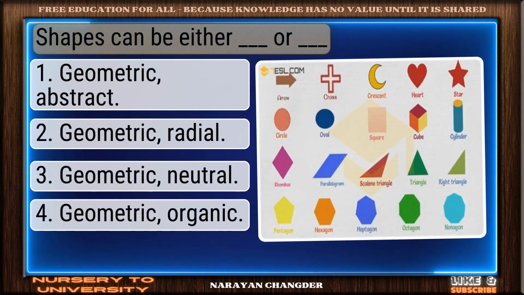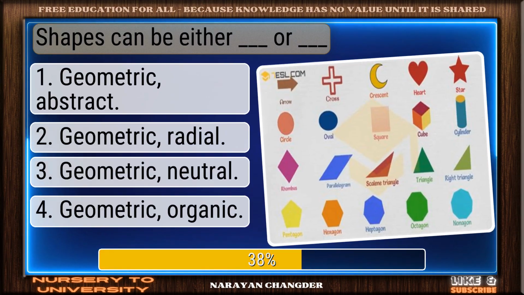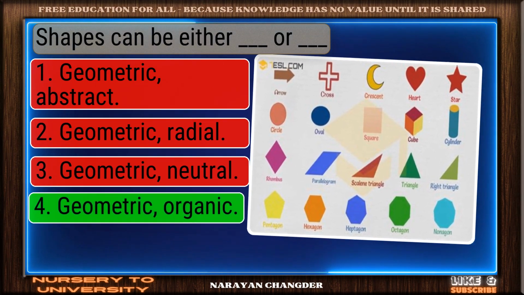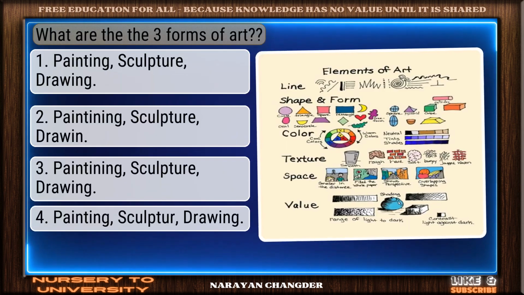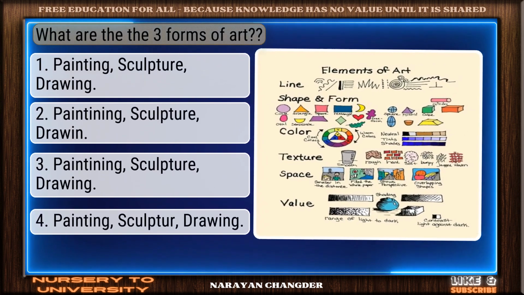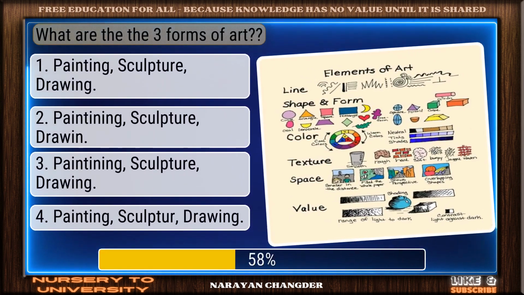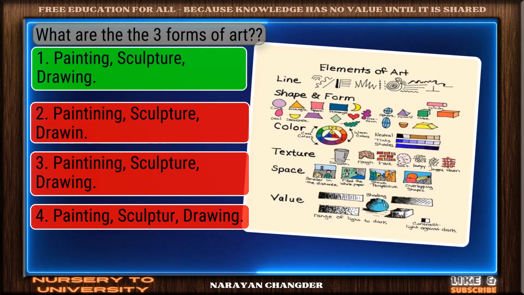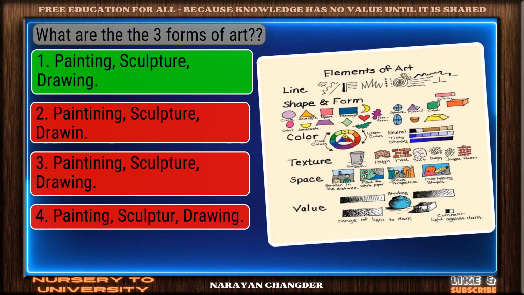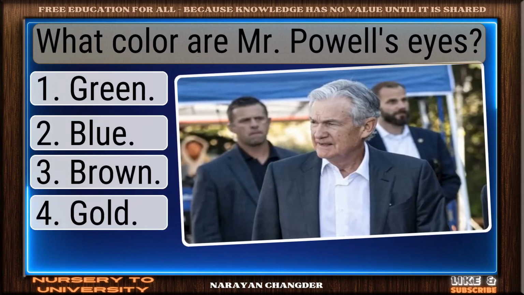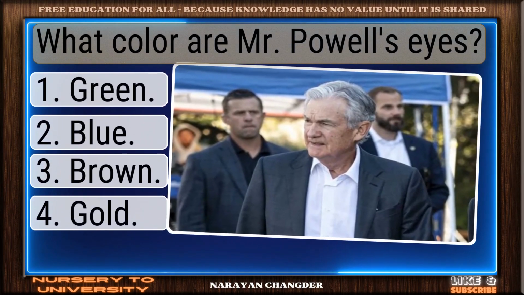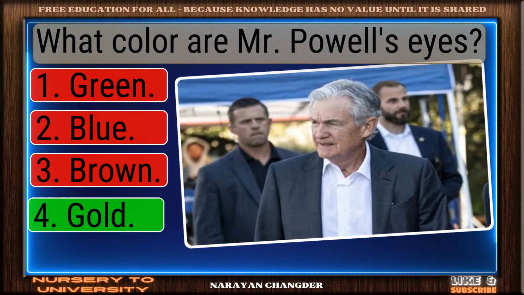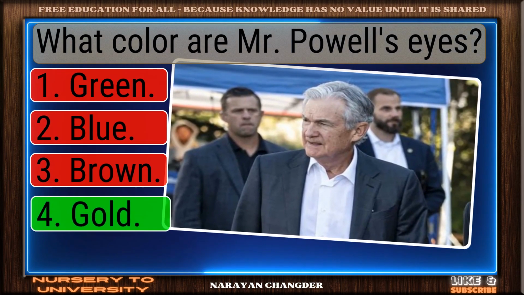Shapes can be either dash or dash. Perfect. Geometric, organic is the correct choice. What are the 3 forms of art? Sharp thinking. Painting, sculpture, drawing is the right choice. What color are Mr. Powell's eyes? Smart move. Gold is an accurate answer.